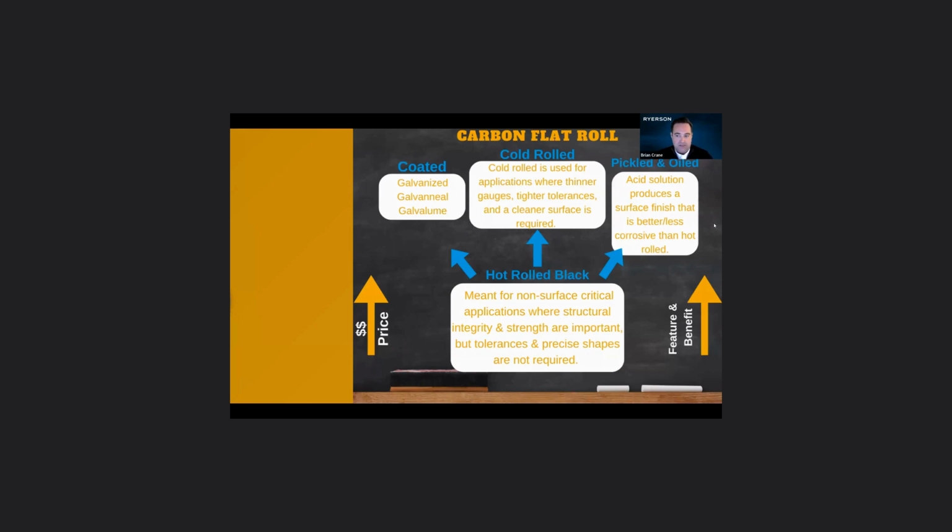The next step in the process that we can do is cold roll. Cold roll reduces to a thinner gauge material and tightens up the thickness tolerance and improves its surface condition. This product is best suited for applications where surface finish and cosmetic appearance are important. Think about doorways and metal applications for industrial storage and things like that.